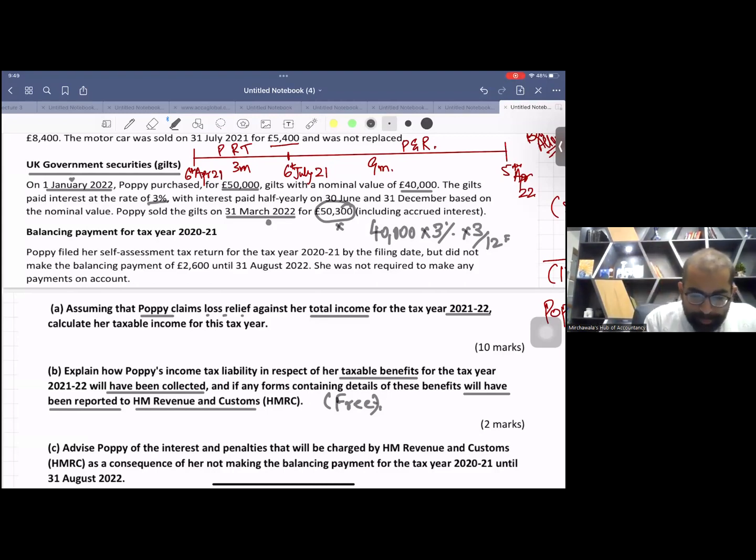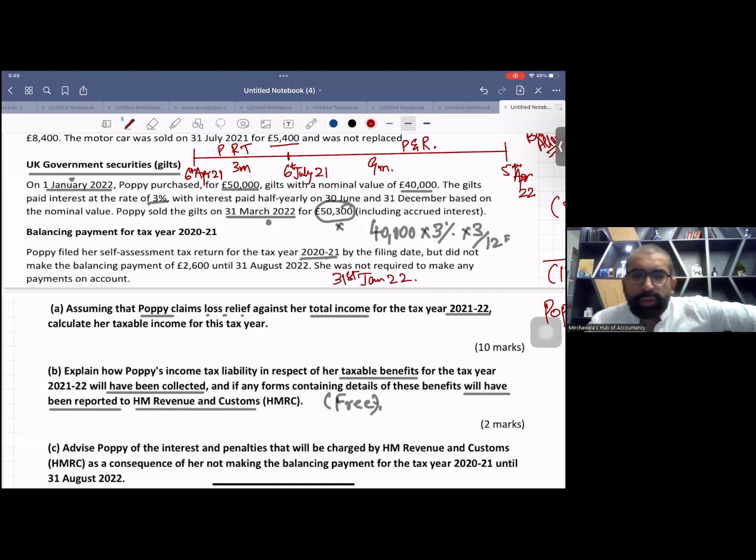Now, Poppy filed her self-assessment tax return for the tax year 2021. For the 2021 fiscal year, the due date for the balancing payment is 31st January 2022. Hope you remember this date. But she did not make the balancing payment of 2600 until 31st August 2022. That means 7 months late. Listen, from 31st January, next month is Feb, March, April, May, June, July, and August. Total 7 months late.